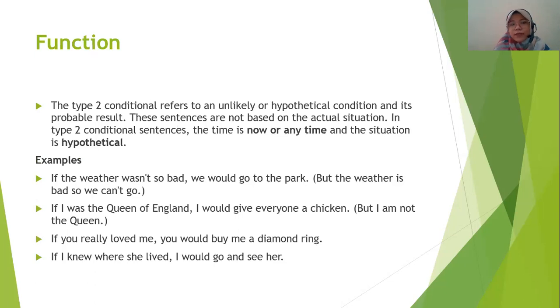So the function of this type 2 refers to an unlikely or hypothetical condition and its probable result. The time is now or any time and the situation is hypothetical. So if the weather wasn't so bad, we would go to the park. But the weather is bad, so we cannot go. If I was the Queen of England, which is impossible, I would give everyone a chicken. And the fact is that I'm not the queen, so I will not give everyone a chicken.